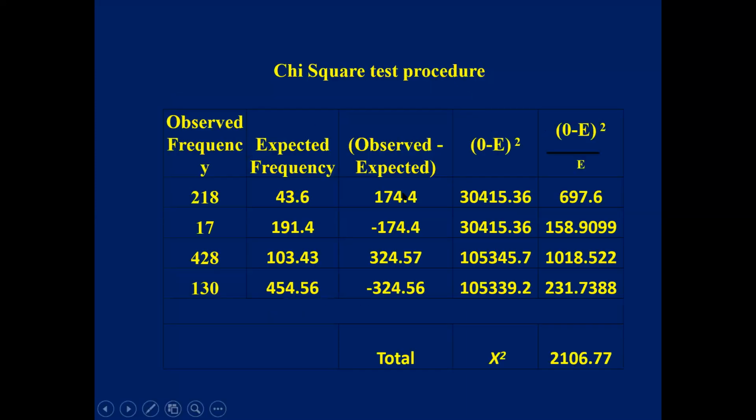So this is how the final table will look. Observed is what we have got from our study. Expected is what we have calculated from the equation, that is row total multiplied by column total divided by grand total. Then finally we take the difference between the observed and expected, and then we calculate the chi-square value.